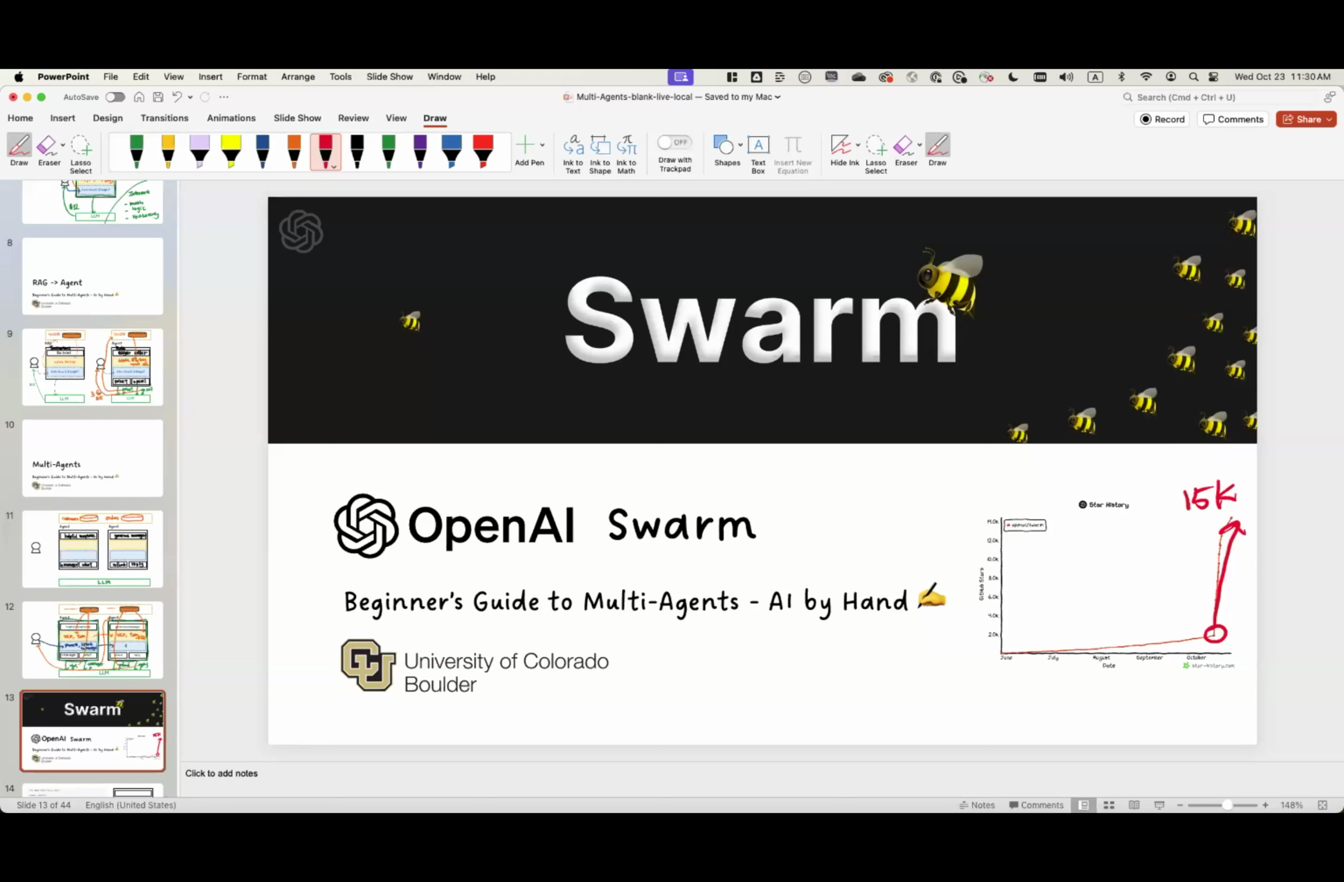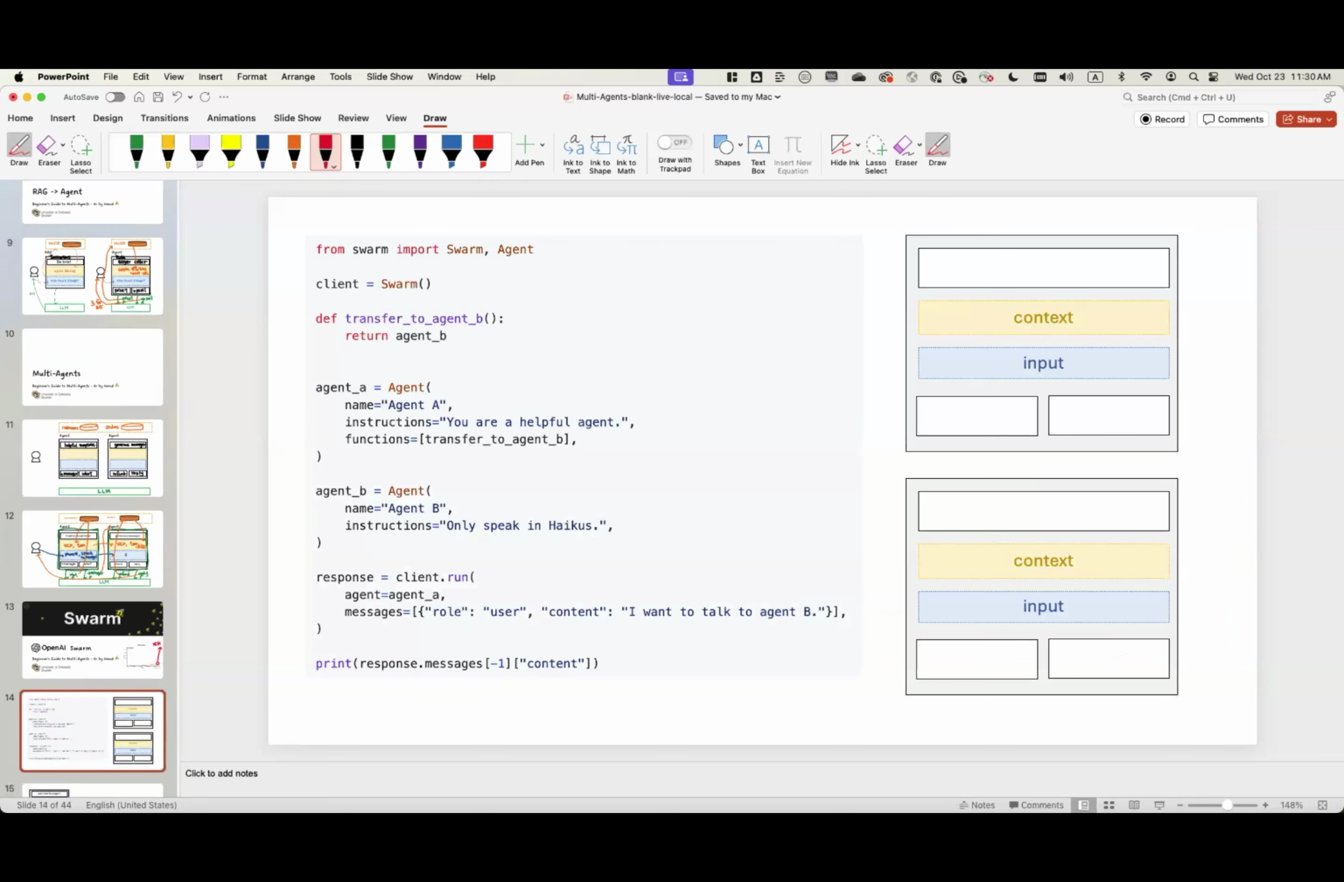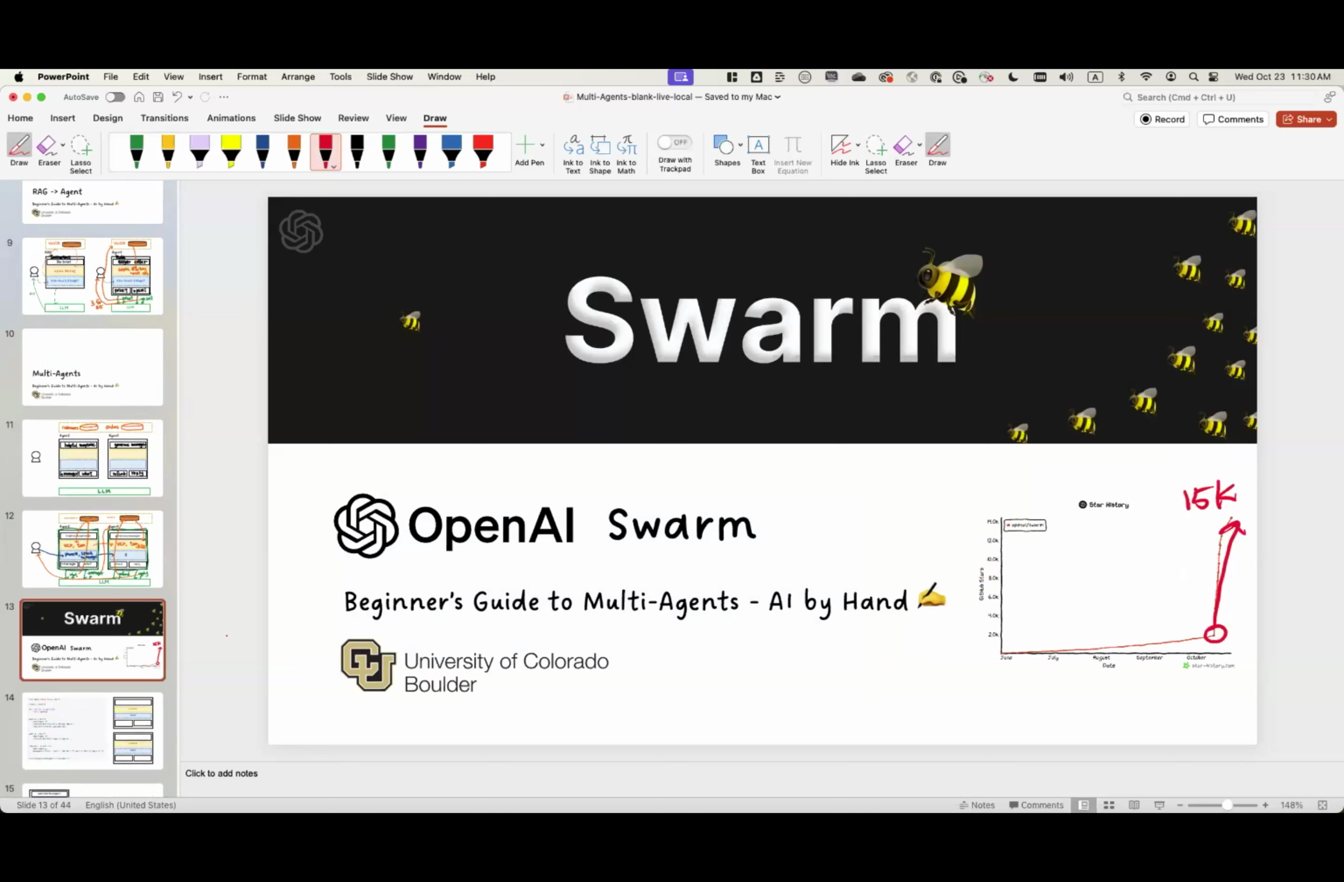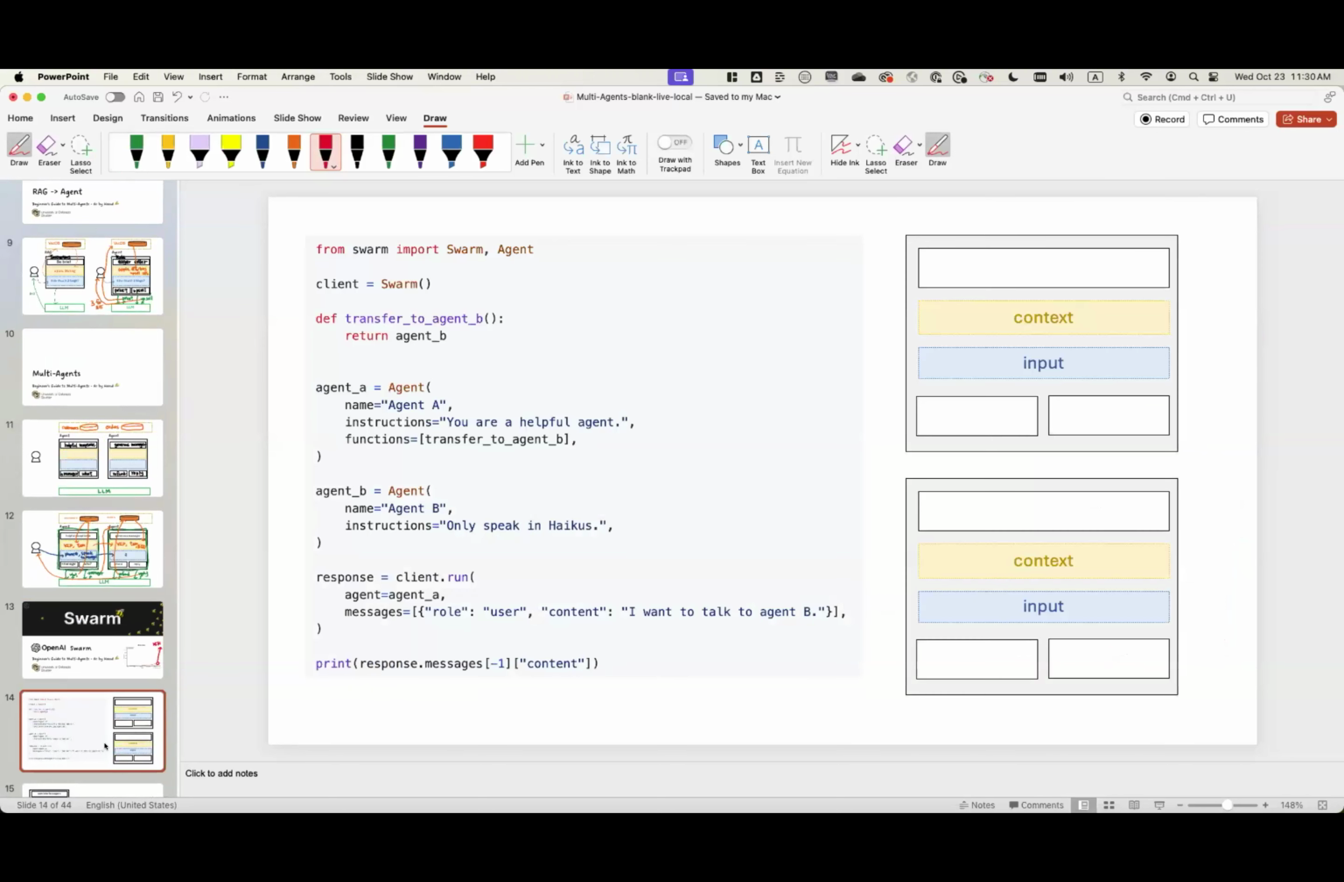But a disclaimer about this tool is that it is marketed as an educational tool. It's not meant for production. You can see the warning message at the top of the GitHub repo. And this is true. It's actually a very good learning tool, I realize. Swarm, a swarm of bees, each performing very simple stuff. And this is a sample code that they have on their GitHub.